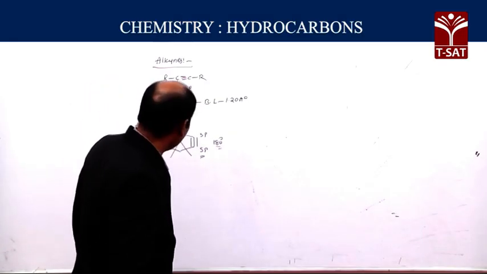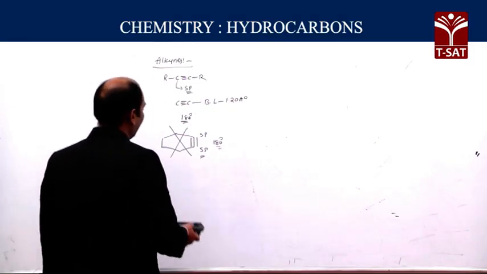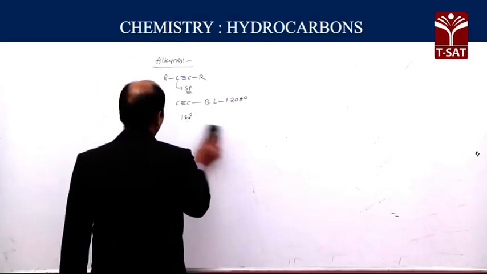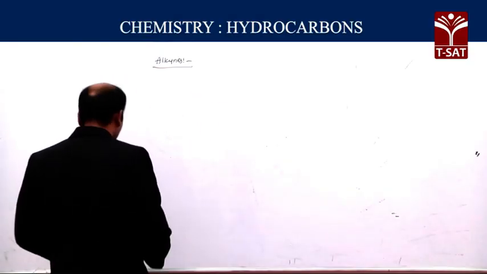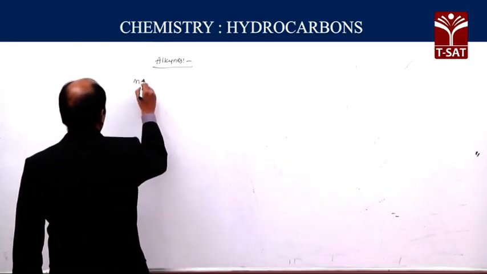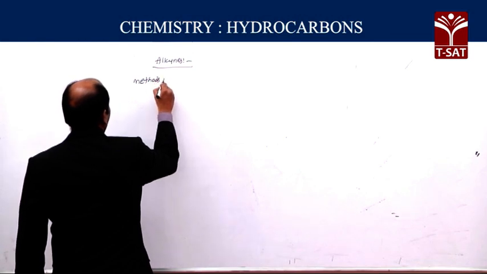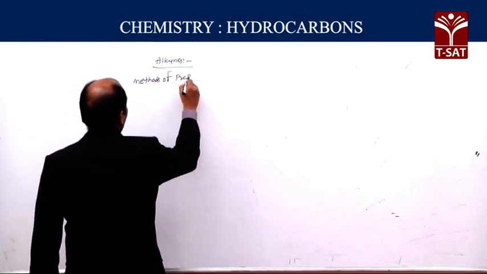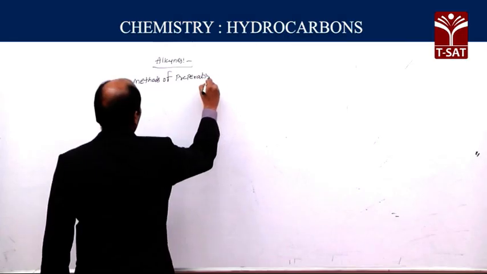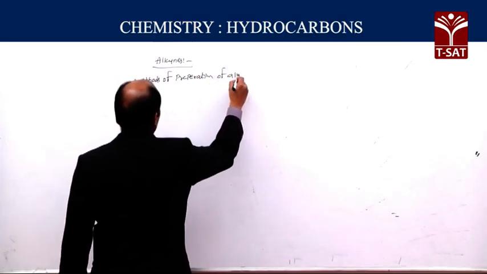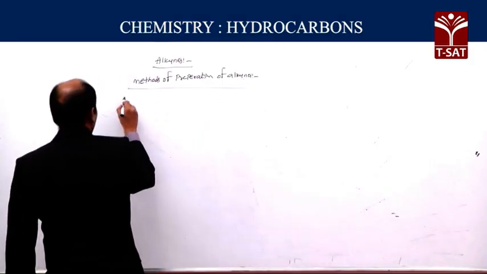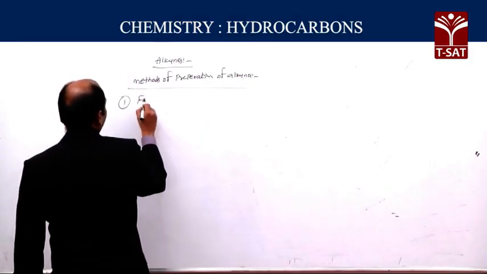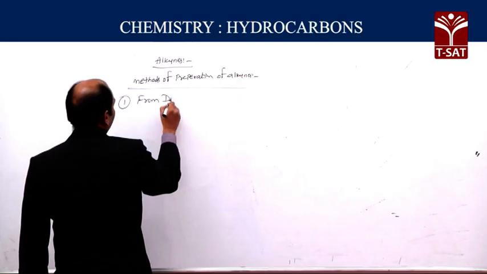Now, here we look at alkynes, methods of preparation of alkynes. The first one is from dihalogenated compounds.